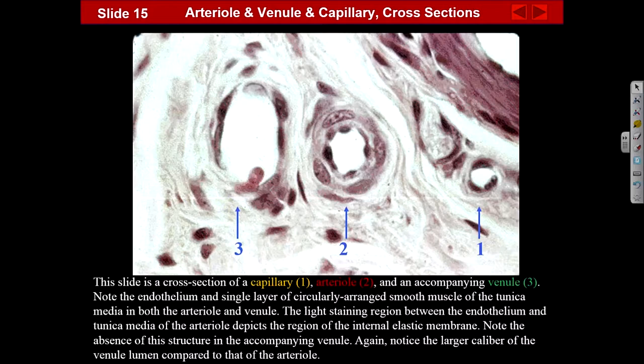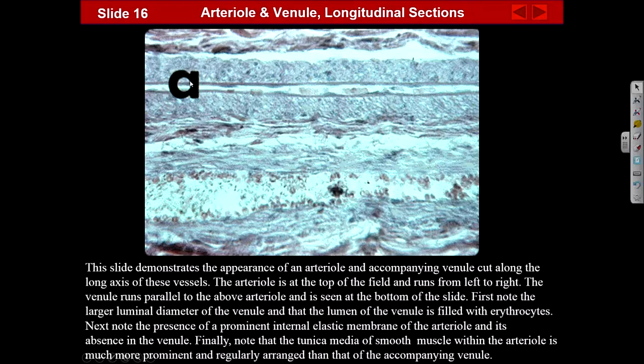Okay, so in longitudinal section, here's an arteriole. Here's the lumen you can see here, the layers of smooth muscle. And here's the companion venule. Lumen's a bit wider, but there's no tunica media. It's all adventitia, okay? So this is the arteriole. This is the venule right here, companion vessels.